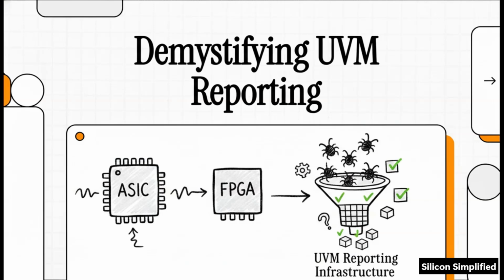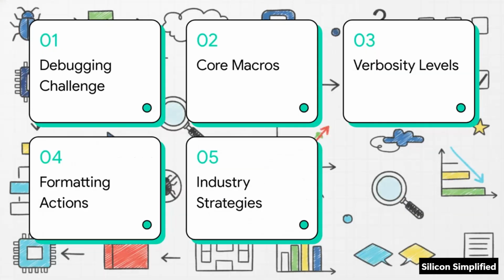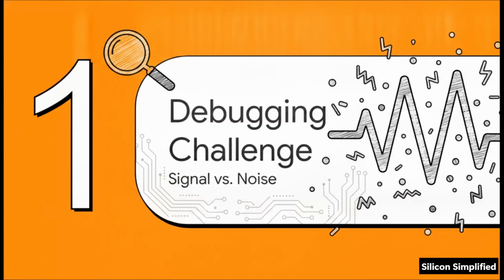Okay, let's dive right into this. Here's our roadmap for this explainer. We'll hit the debugging challenge, core macros, verbosity levels, formatting actions, and finally, wrap up with some real-world industry strategies. Part 1, the debugging challenge. Finding the signal in all that noise.